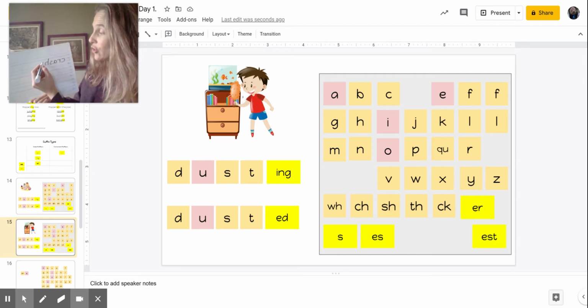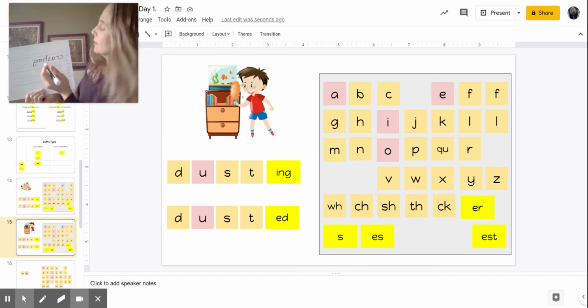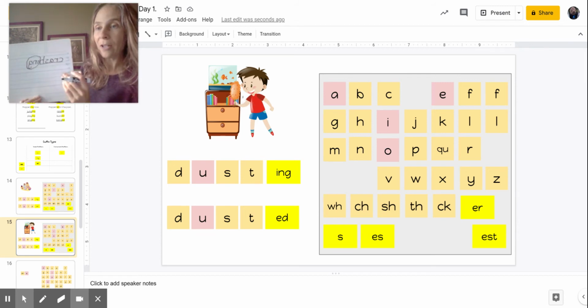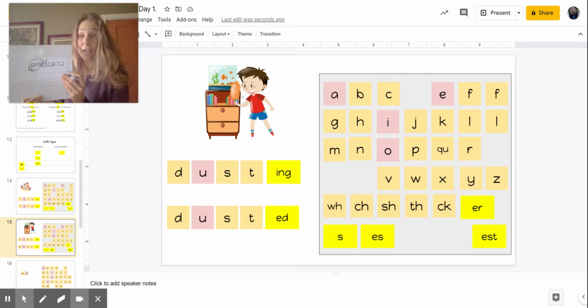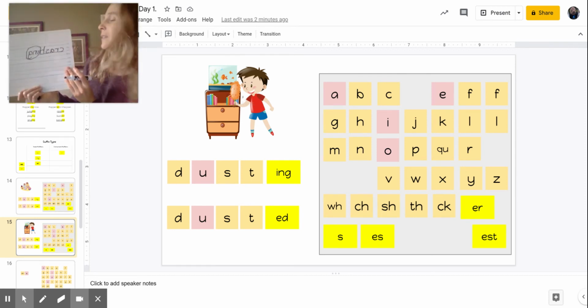Now we're saying crashing, so I need to add my suffix ing. Crashing. Now I'm going to underline my base word and I'm going to circle my suffix. Crashing. Now let's take a look at one more. I'm going to write it down here so we have enough room to see it.